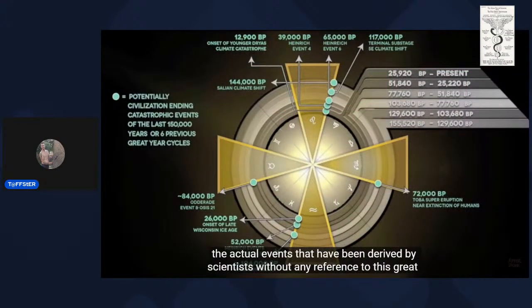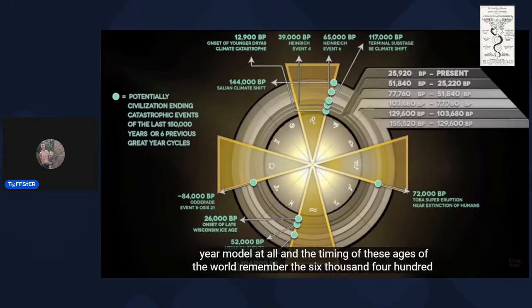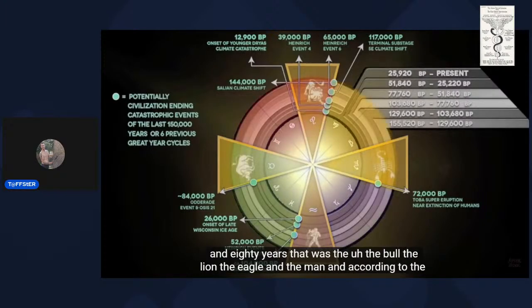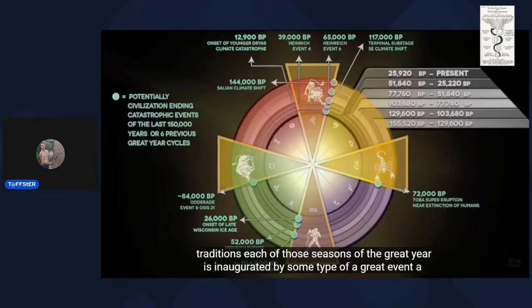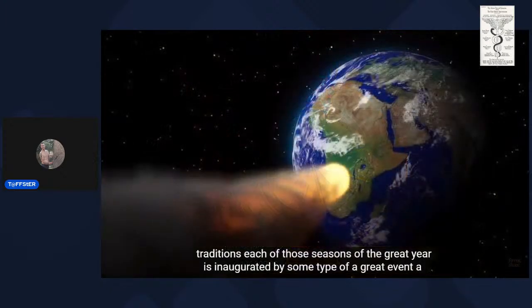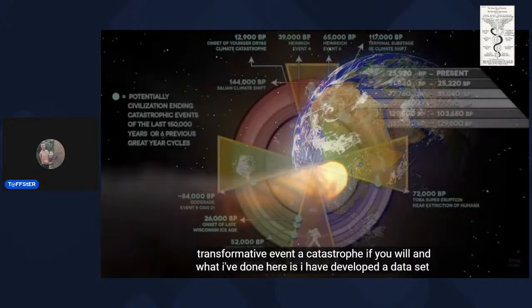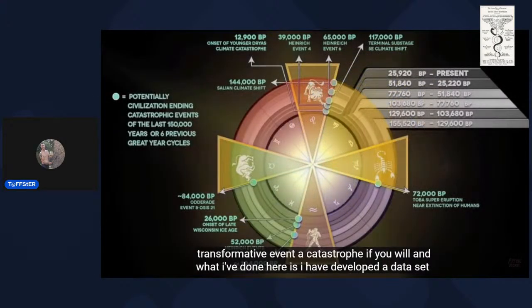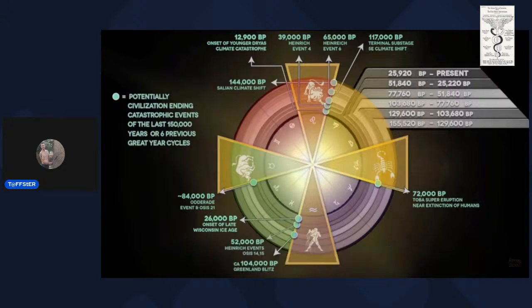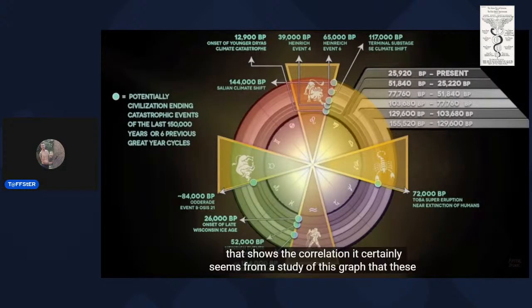have been derived by scientists without any reference to this Great Year model at all, and the timing of these ages of the world. Remember the 6,480 years, that was the bull, the lion, the eagle, and the man. And according to the traditions, each of those seasons of the Great Year is inaugurated by some type of a great event, a transformative event, a catastrophe, if you will. And what I've done here is I have developed a data set that shows the correlation.